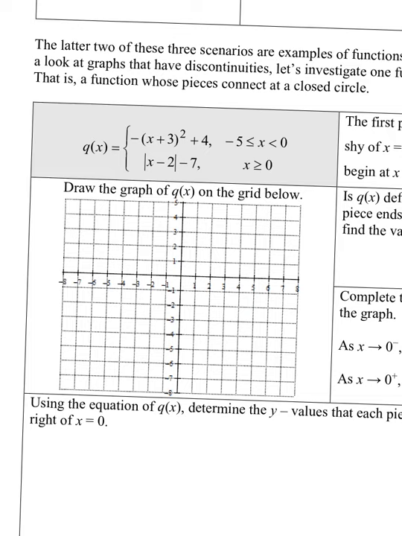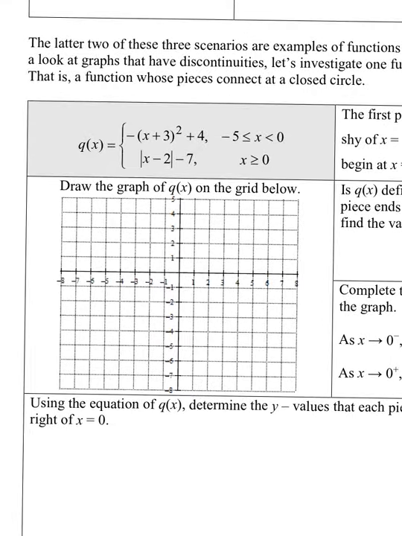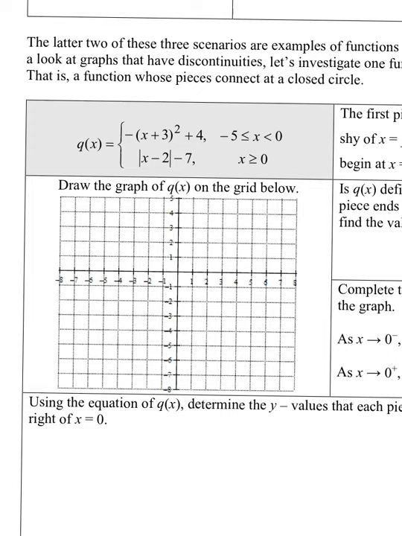That is a function whose pieces connect at a closed circle, all right? So q of x, all right, we have negative x plus 3 squared plus 4 when negative 5 is less than or equal to x, but less than 0. Okay, so what happens when x is negative 5? No, because it's equal to. Okay, and what would that y value be?